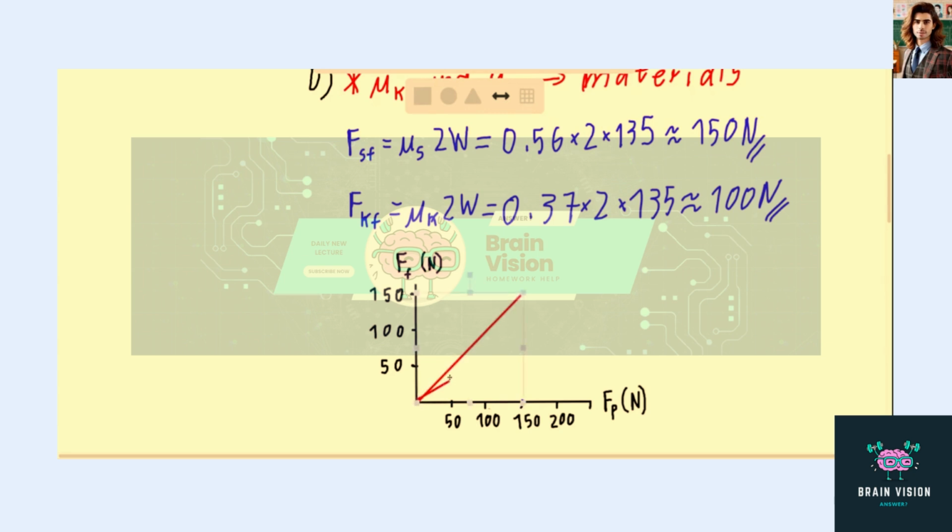We go from 0 up to 150 newtons. Great. Now we know that at that point, we're going to go down and plateau at 100 newtons as we calculated. So let's represent that. And here we have it. We have a portion of static friction and then 100 newtons of constant kinetic friction. And that is our answer for part D.